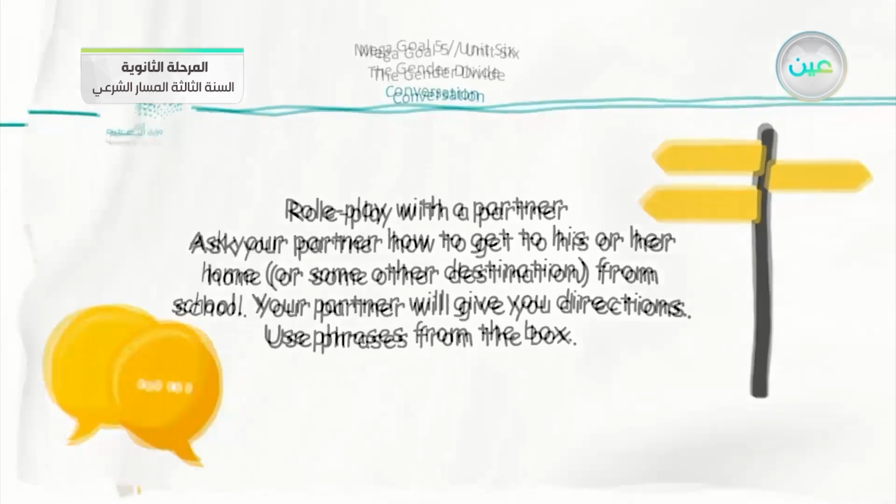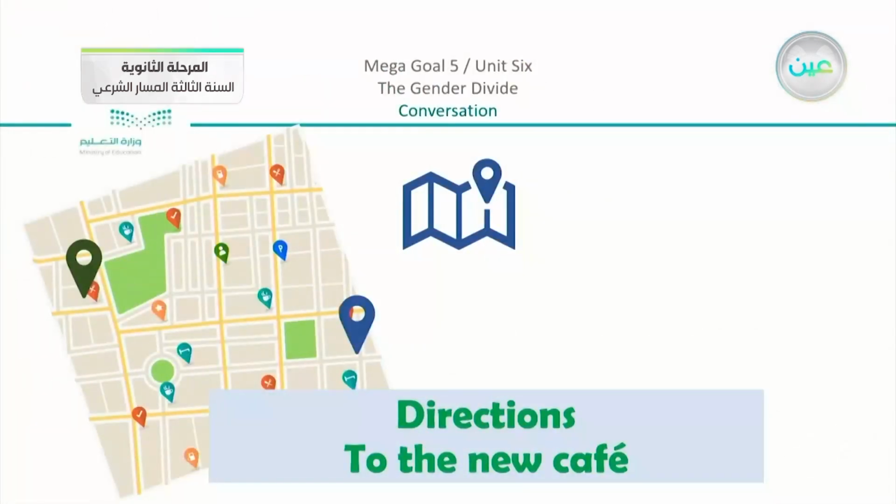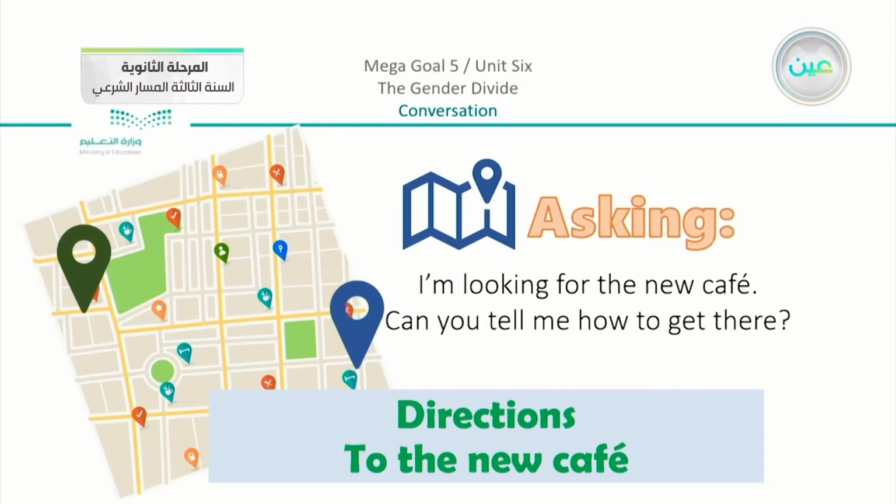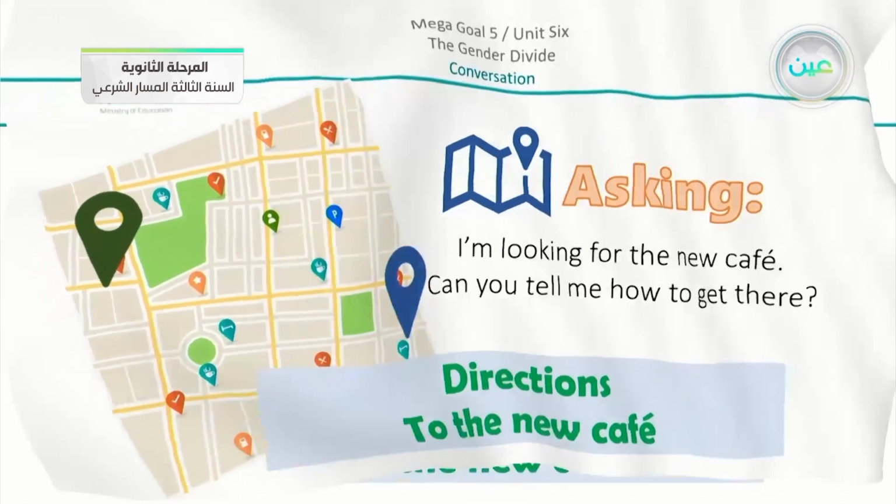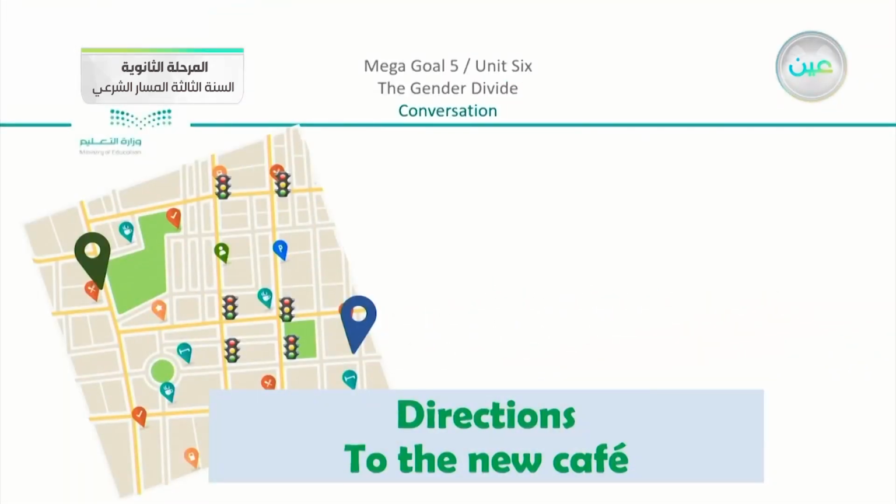So we do have an example here just to use our directions. We are going to mention something about directions to the new cafe. Now I can start by asking someone, I'm looking for the new cafe. Can you tell me how to get there? Now, since I am going to give directions, I do have lots of options. Now, for example, we can say, go straight on this street until you get to the traffic light.